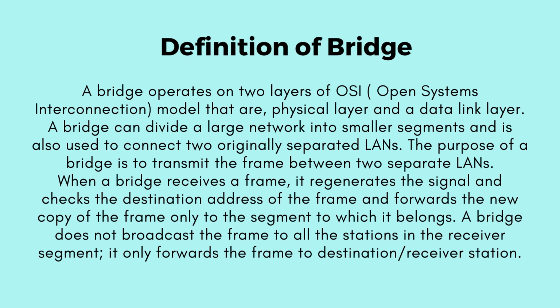Definition of bridge. A bridge operates on two layers of the OSI, Open Systems Interconnection model, that are the physical layer and the data link layer. A bridge can divide a large network into smaller segments and is also used to connect two originally separated LANs. The purpose of a bridge is to transmit the frame between two separate LANs. When a bridge receives a frame, it regenerates the signal, checks the destination address of the frame and forwards the new copy of the frame only to the segment to which it belongs. A bridge does not broadcast the frame to all the stations. In the receiver segment, it only forwards the frame to the destination receiver station.